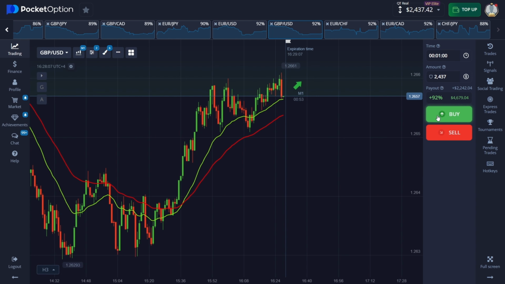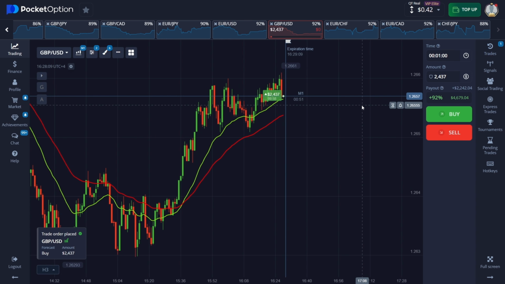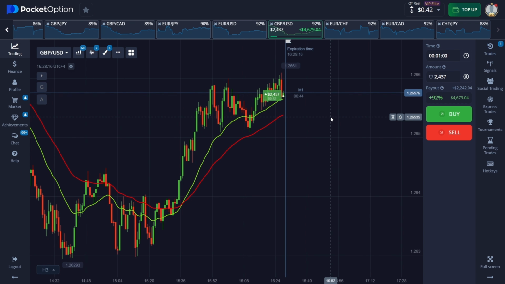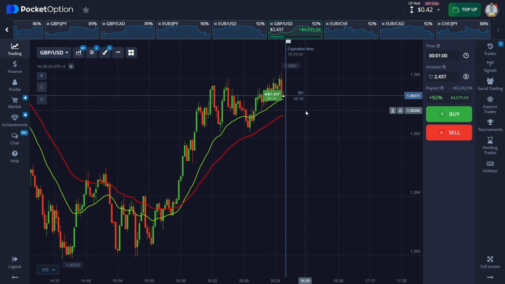On GBP/USD, we have a trade for the upside move, and I placed a trade for the upside move on GBP/USD worth $2,437. As you can see, there's an uptrend, and the previous candle closed near the 25 EMA level. That's why I took this trade for the upside move. You can see the candle is taking support from the 25 EMA level.